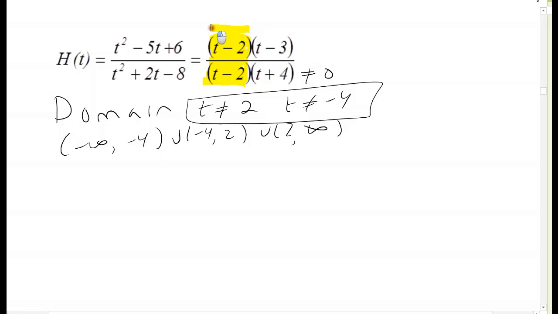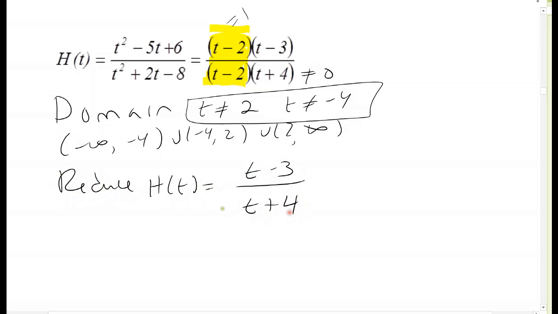And so what that means is I can reduce this. That equals 1, right? When I take the same thing, 2 divided by 2 is 1, t minus 2 divided by t minus 2 is 1. And so we can reduce h of t. It reduces to t minus 3 over t plus 4. And then that's it. Nothing else reduces. The t's don't cancel. That's as simplified as it gets. And so that tells me I've got two different types of breaks in my function.